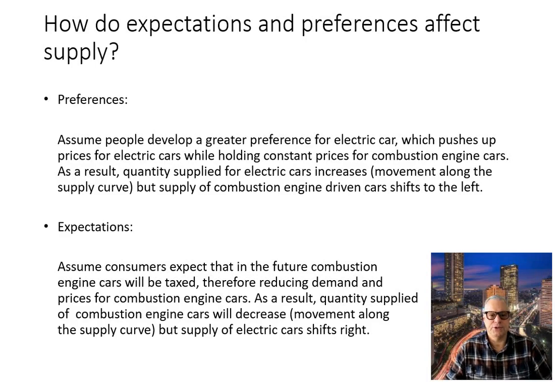Okay, let's talk next about expectations and preferences. Assume that people develop a greater preference for electric cars, which pushes up prices for electric cars, while holding constant the prices for combustion engine cars. And then as a result, quantity supplied for electric cars increases. That's a movement along the supply curve. But the supply of combustion engine driven cars shifts to the left.